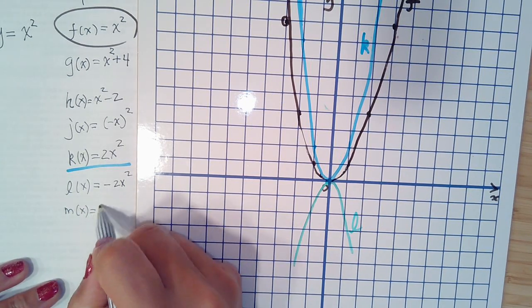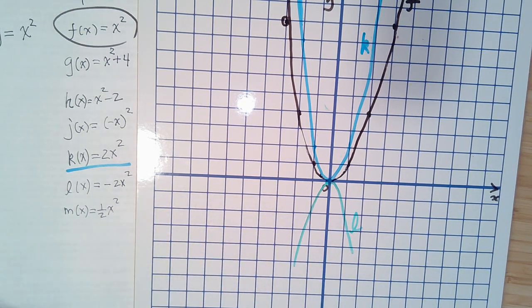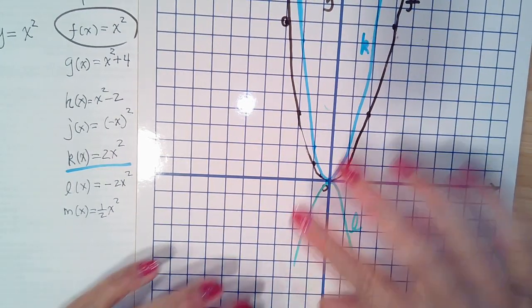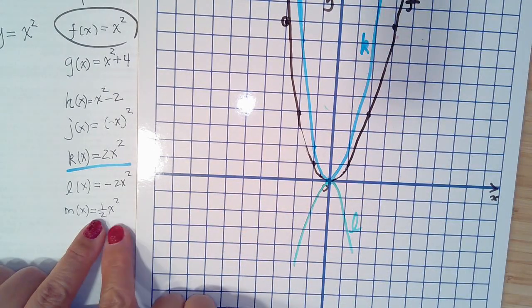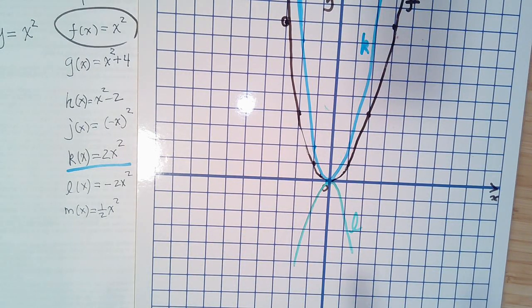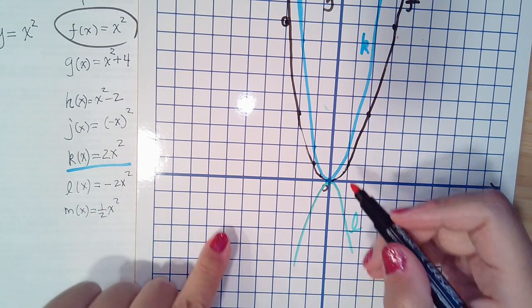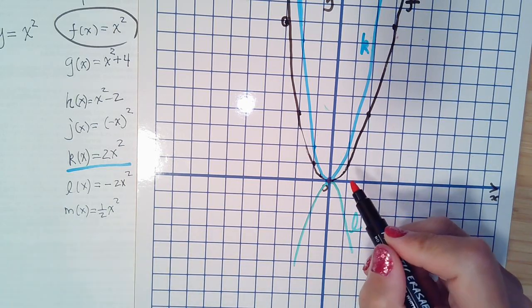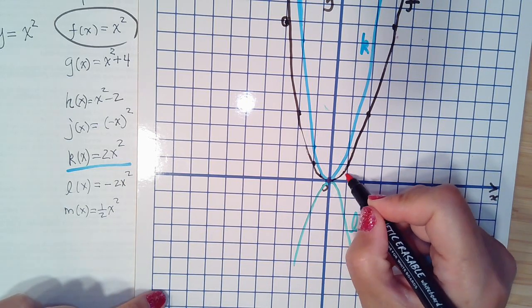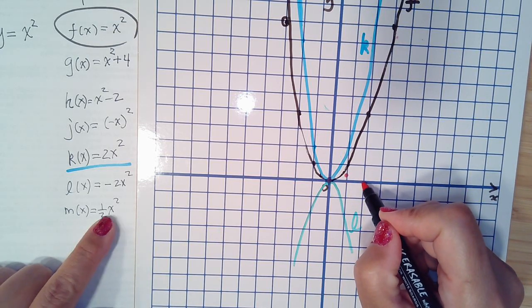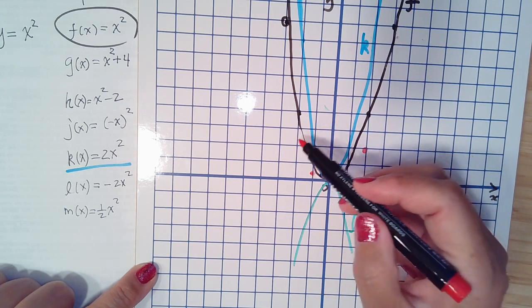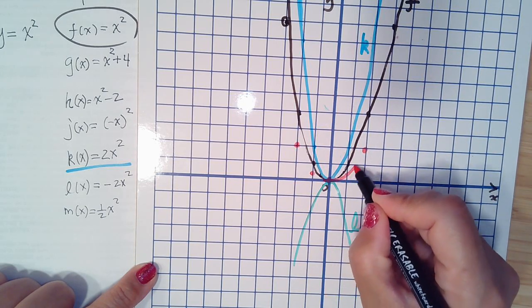Okay, now m of x is 1/2 x squared. Do you remember that when we do 2 times x squared, we stretched by a factor of 2? If it's a 1/2, that means we are going to take 1/2 of it. So when x equals 0, it's still 0, and when x equals positive 1, it becomes 1/2. When x equals 2, 2 squared is 4 over 2, that is here. Similarly, I got this. So that's my curve.